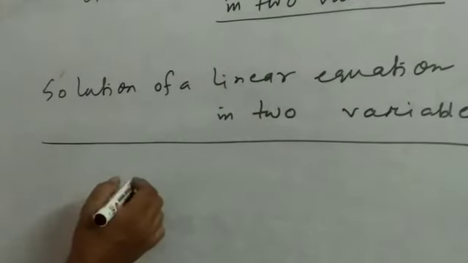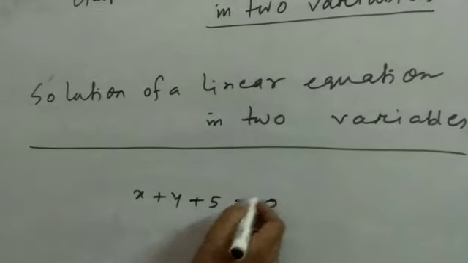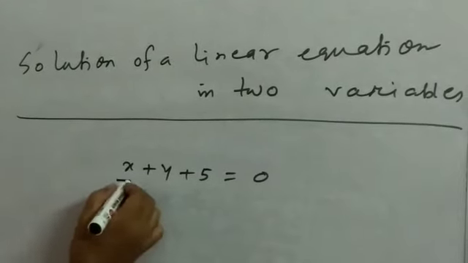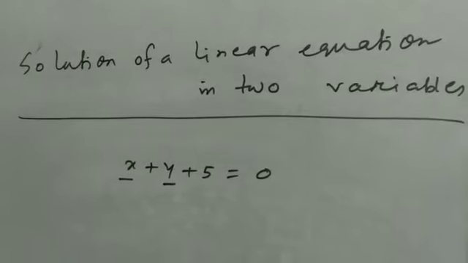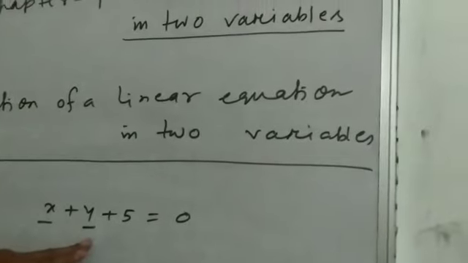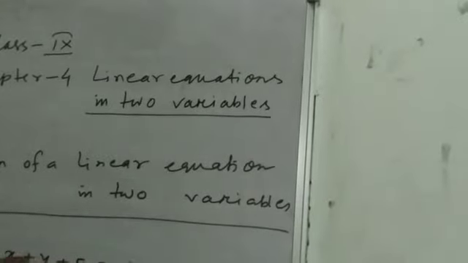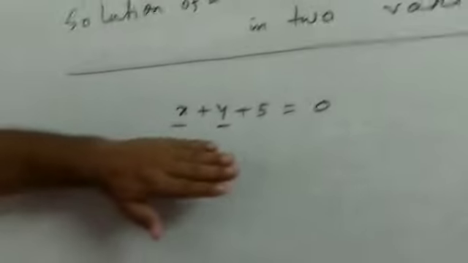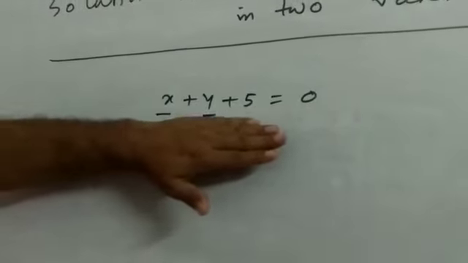Suppose one example: x plus y plus 5 is equal to 0. This is one linear equation in two variables. Here x and y are the variables. We have to find the solution. Okay, solution means what? For what value of x and y will this be equal to 0? That is called the solution of the linear equation in two variables. For what value of x and y will this term be equal to 0?